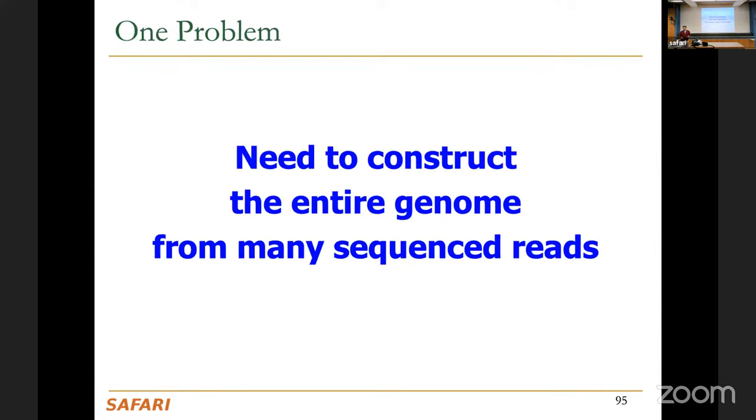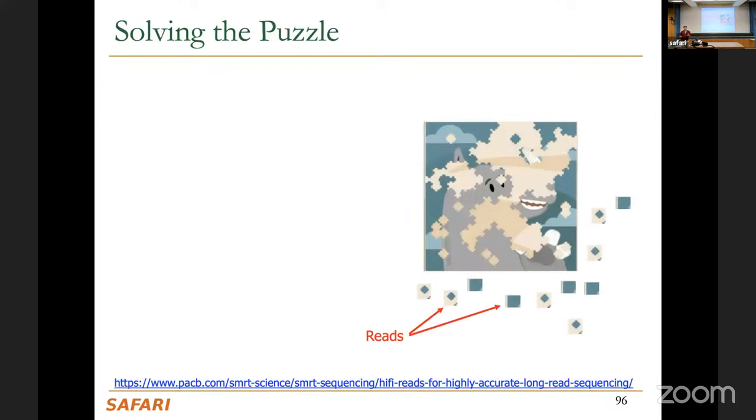So one problem is that we need to construct the entire genome from many sequence reads, maybe millions or billions of reads, right? And this is similar to solving a puzzle. You can imagine that these are the reads we're generating from the sequencing machine, and the goal is to solve the puzzle by putting these pieces together.